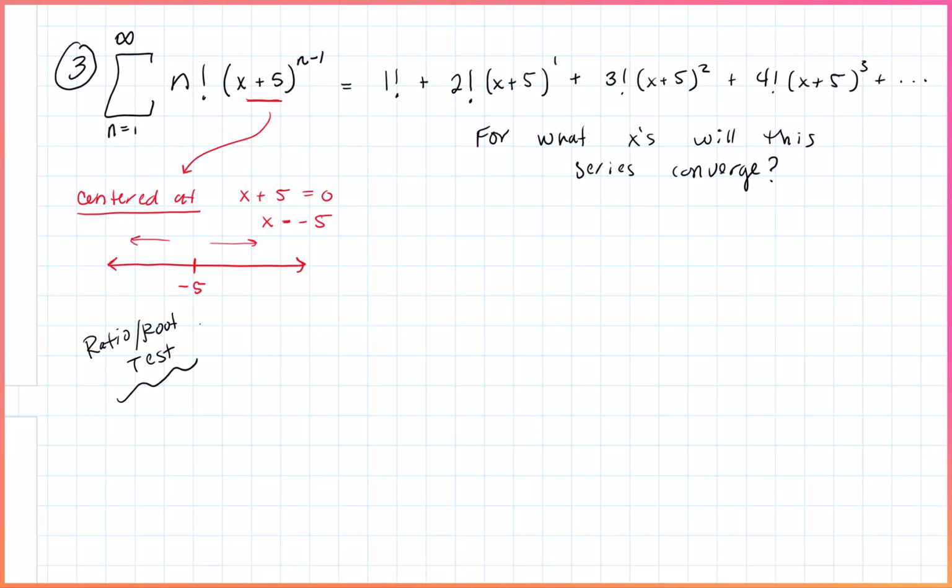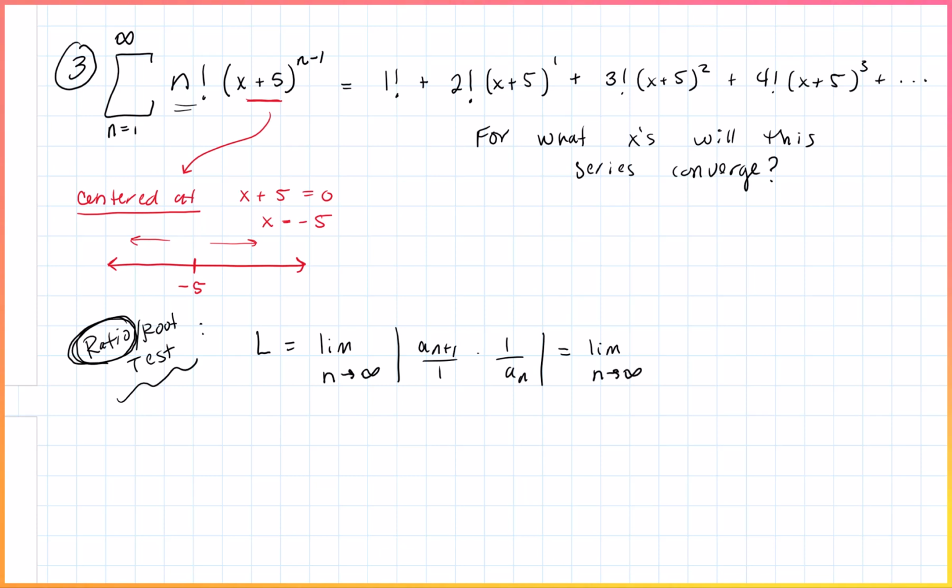And so when we're thinking about the ratio or the root test, always think about if you've got a factorial, think about ratios because ratios are nice with factorials. You get nice little canceling. So we're going to run that ratio test, the limit as n approaches infinity. Quick reminder, that's the ratio of a sub n plus 1 over a sub n. Oftentimes it is easiest to write that as a sub n plus 1 times the reciprocal, 1 over a sub n. So we're taking the limit as n approaches infinity.